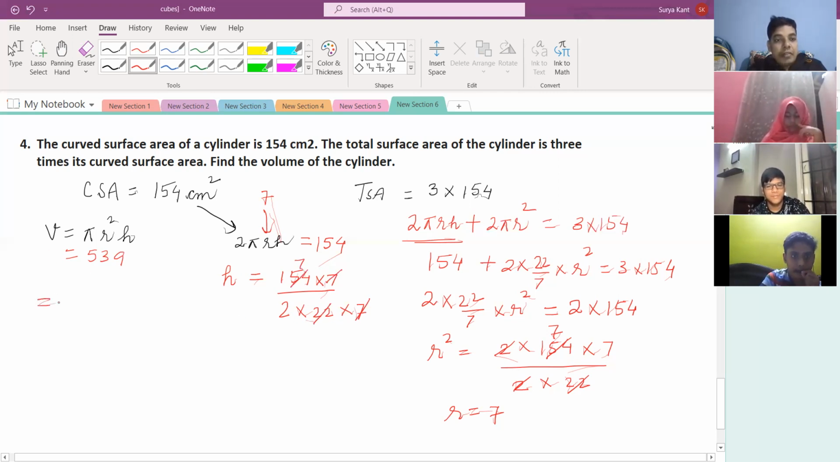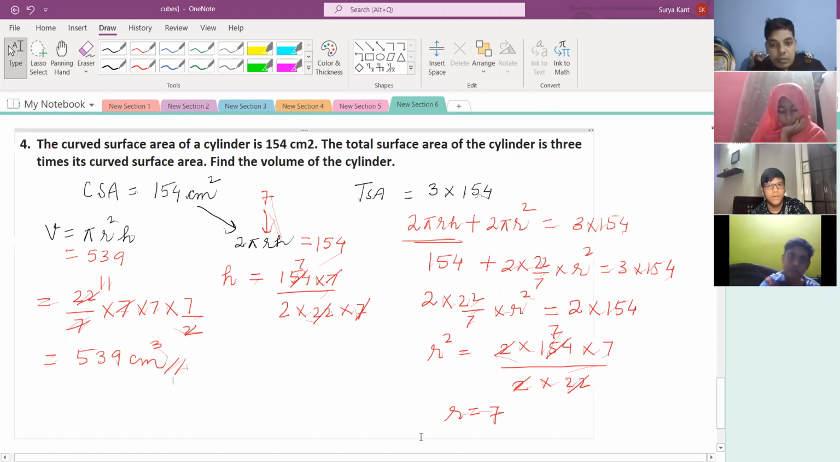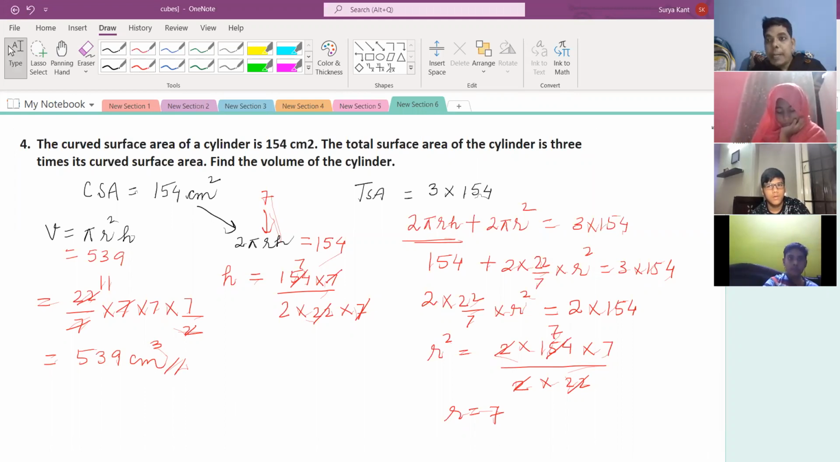Now should we put the value here, should we take it in decimal form? Yeah, directly you can put the value here, no problem. 22 by 7 into 7 into 7 into 7 by 2. So 7, 7 will get cancelled. This is 11. So 49 into 11, that is 539. 539 centimeters cube. Is it clear to everyone? Yes, sir.